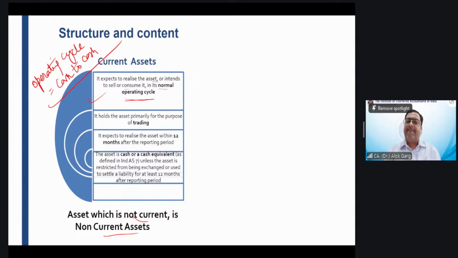So if the entity expects to realize the asset, or intends to sell or consume it in the normal operating cycle, it is known as a current asset, or it holds the asset primarily for the purpose of trading. DLF Limited, have you heard about DLF? DLF is a listed, big real estate company. They developed Gurgaon. The operating cycle, and so current assets or liabilities, for this entity is 18 months. You are absolutely right, not 12 months.